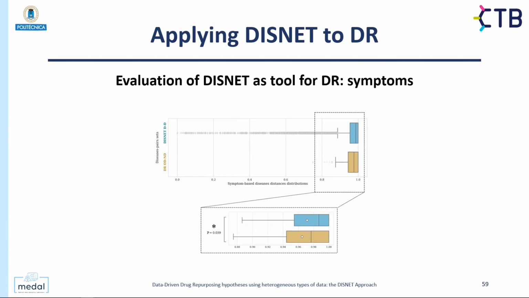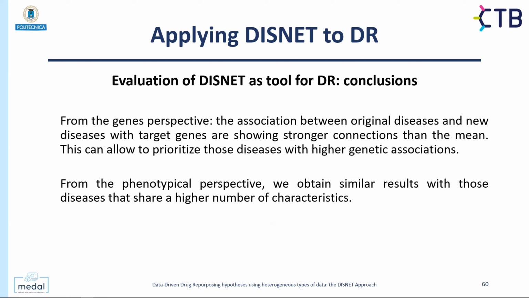And this is really important because, from both the genes perspective and the phenotypic perspective, it finally shows us that the association between the original and the new diseases with the target genes shows a stronger connection than the mean, okay? Which can allow us to prioritize those diseases with higher genetic association.